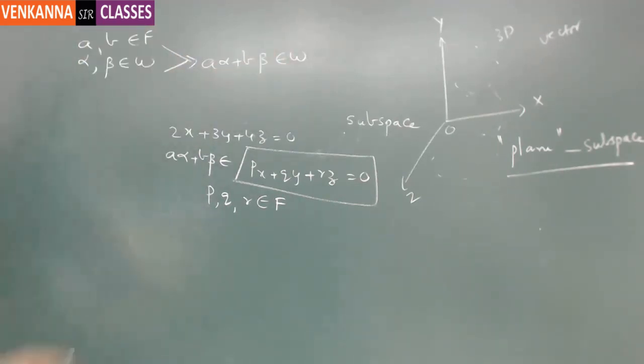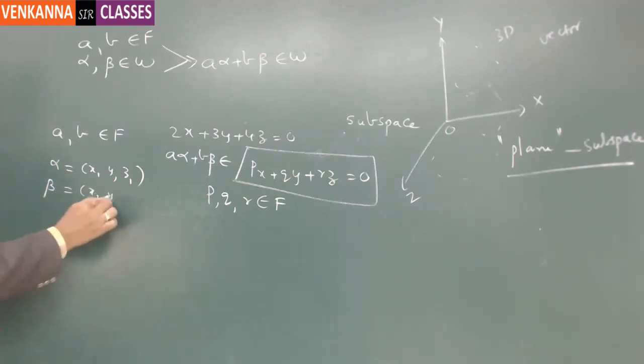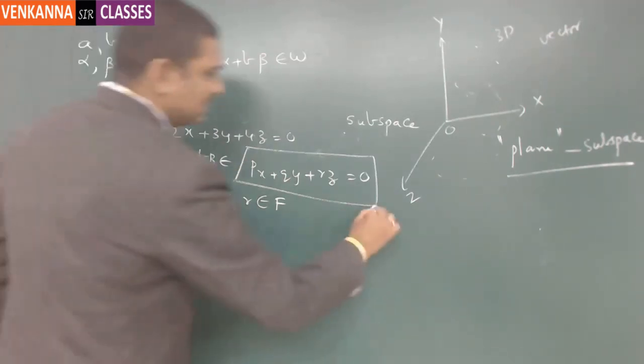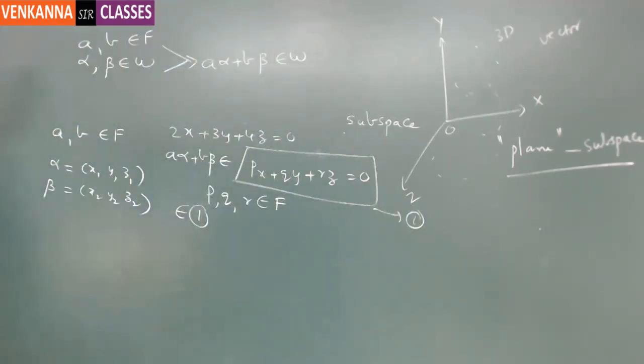So here also, I will take any two numbers in the field F, and any two vectors, alpha equal to x1, y1, z1, and beta equal to x2, y2, z2 in the plane. Let me say this is 1. Now I have to prove that A alpha plus B beta belongs to 1.